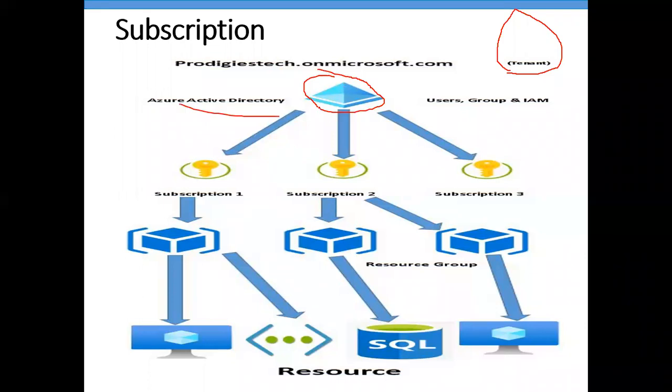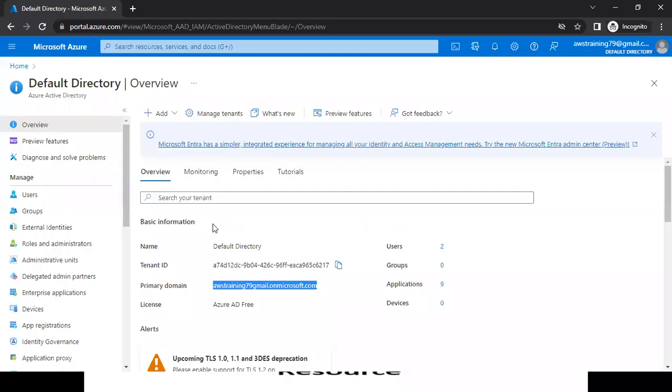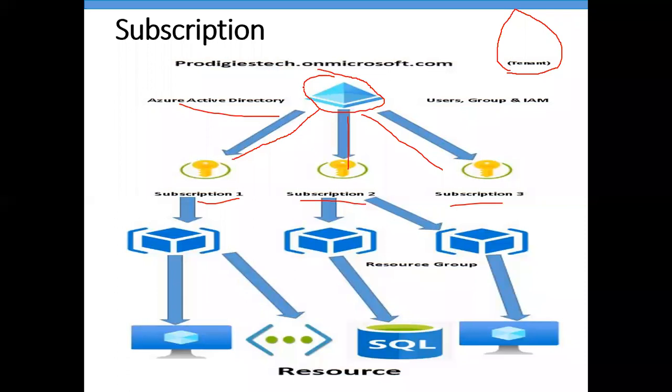And then under that, what will we see? Under our Azure Active Directory, we will see our subscription. The subscription which we have seen, I am getting it under our Azure Active Directory. And then after that, here we can see resource groups.